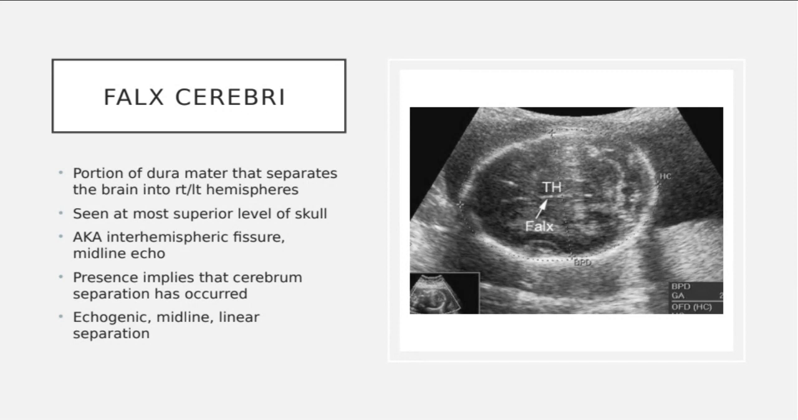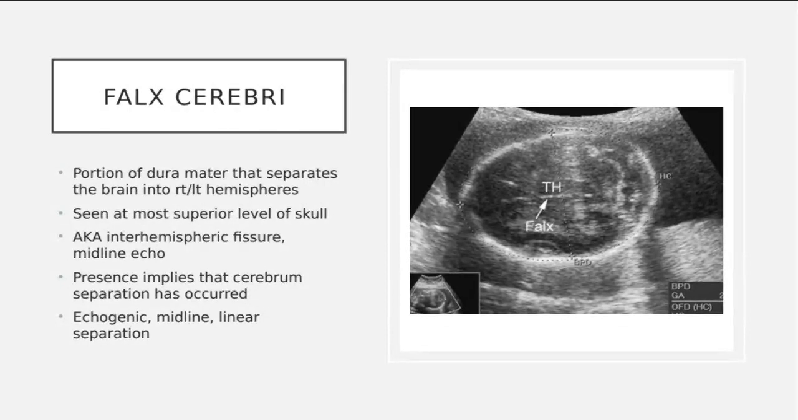And the division itself is actually going to be dura mater that comes down from the outer portion of the brain and the inner portion of the skull, and it comes down into that cerebral cortex to create that separation. This is also known as our interhemispheric fissure or our midline echo. They like to use it as a registry question to throw you off a little bit, so don't be confused if you hear interhemispheric fissure. We're usually seeing the falx cerebri when we're looking at the cross section of the baby's skull, slightly superior.